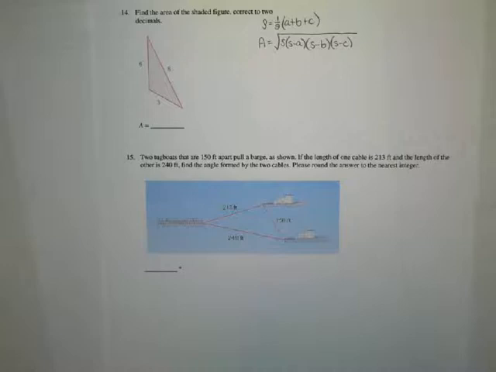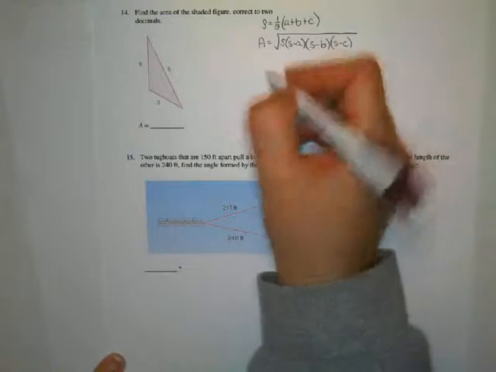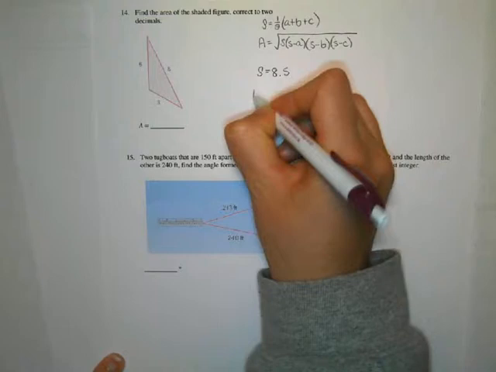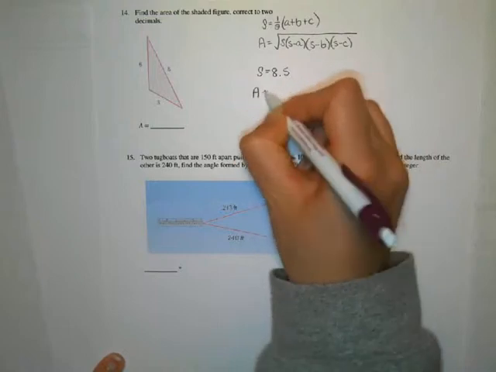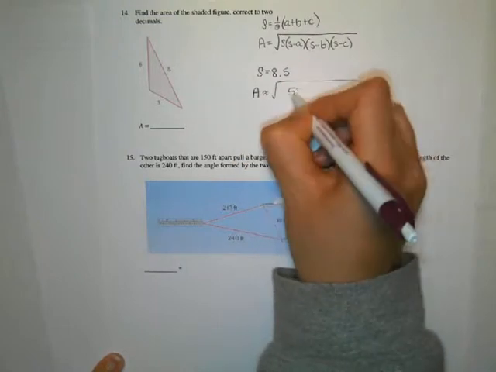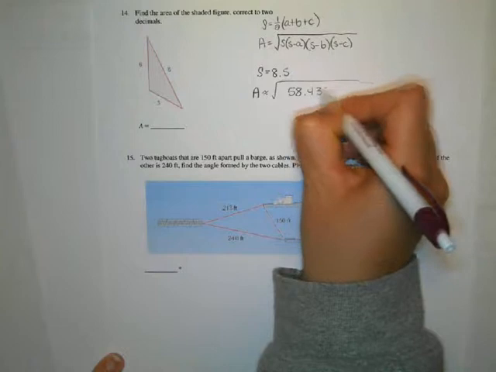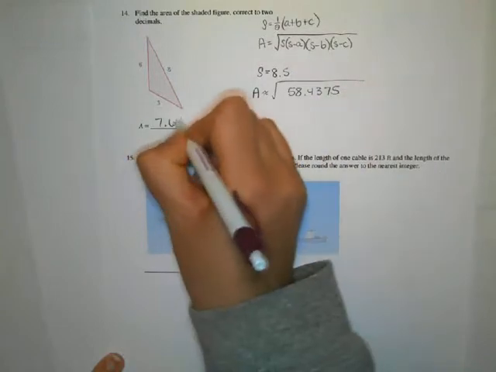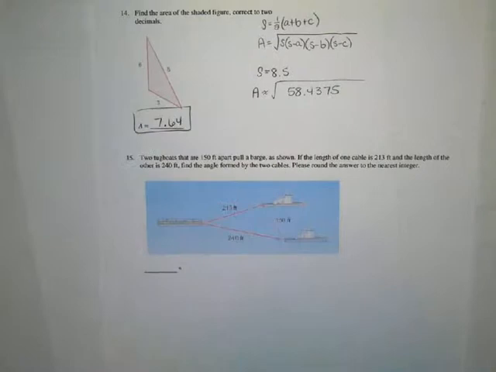Excuse me. I'm just going to give you the answer. You should get S is equal to 8.5. And the area is the square root of 58.4375. And when you take that square root, you should get approximately 7.64. So I know I cheated there, but I'm trying to cut this video short.